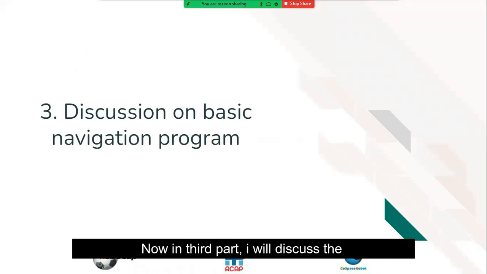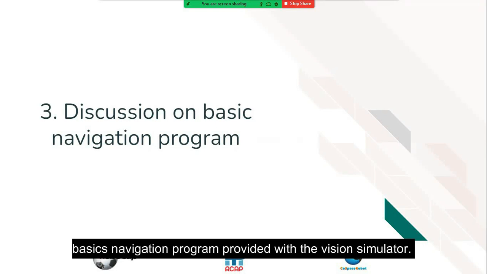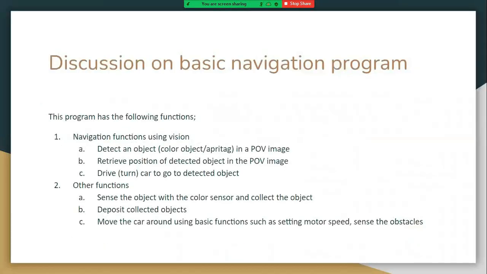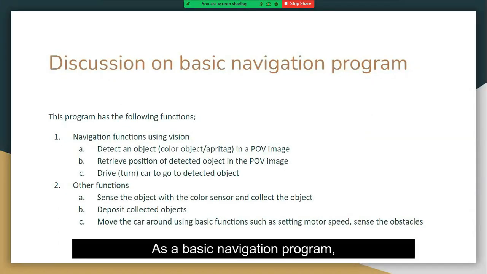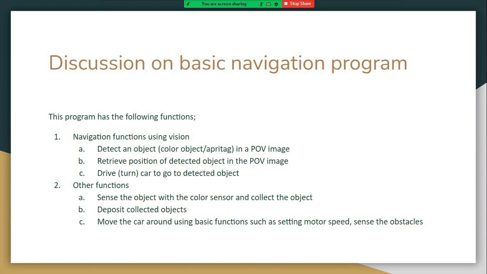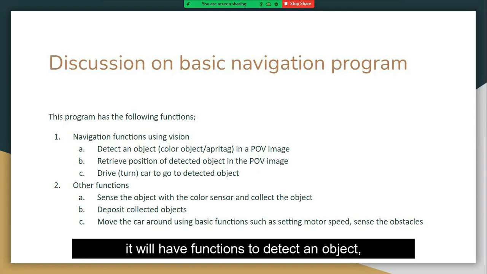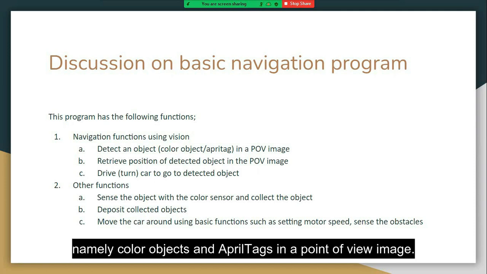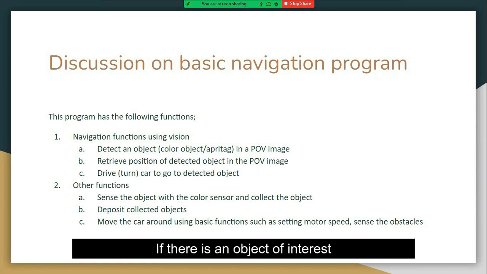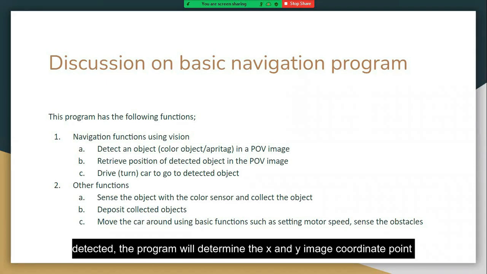Now, in the third part, I will discuss the basic navigation program provided with the vision simulator. As a basic navigation program, it will have functions to detect an object, namely a color object and an AprilTag, in a point of view image. If there is an object of interest detected, the program will determine the X and Y image coordinate points of the detected object in that image.